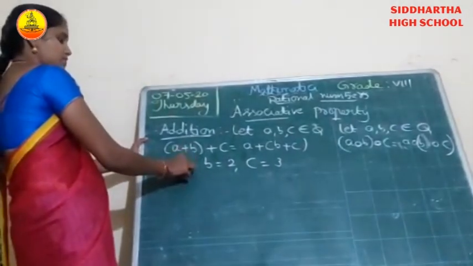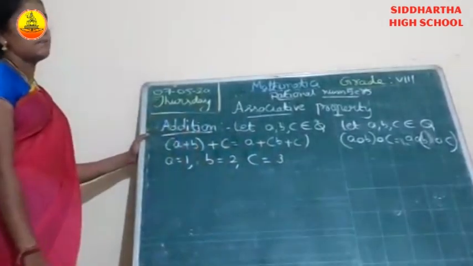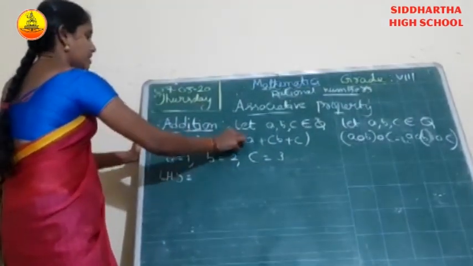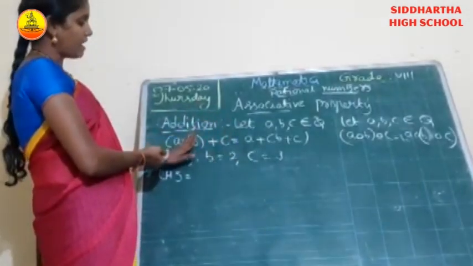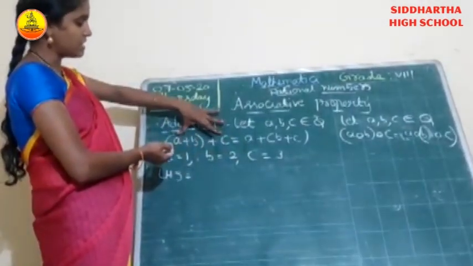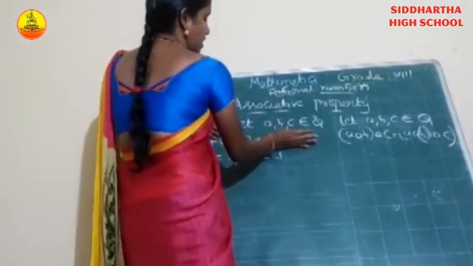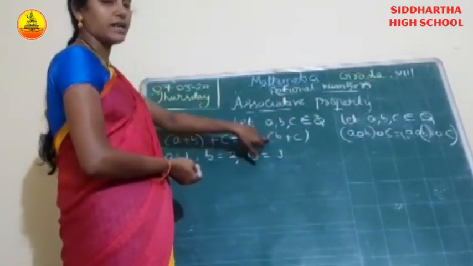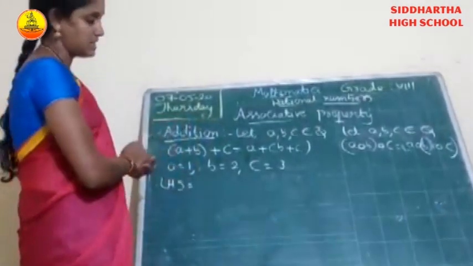Because 1 can be written as 1 by 1, 2 can be written as 2 by 1, 3 can be written as 3 by 1. Now you take LHS. What is LHS here? The left hand side of the equal to sign is called LHS. This is the right hand side, so this is called RHS. The right hand side of the equal to sign is called RHS, and the left hand side part of the equal to sign is LHS.